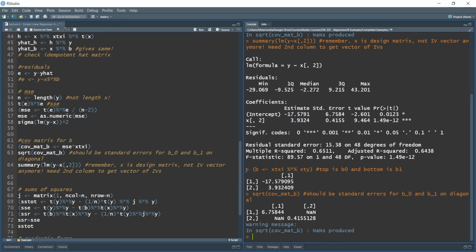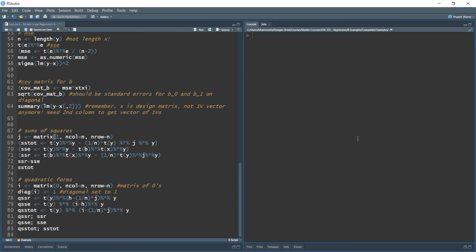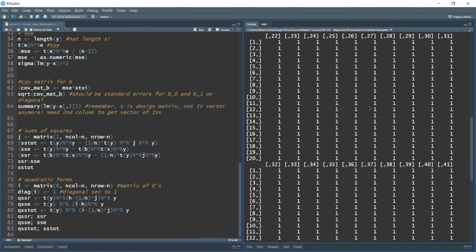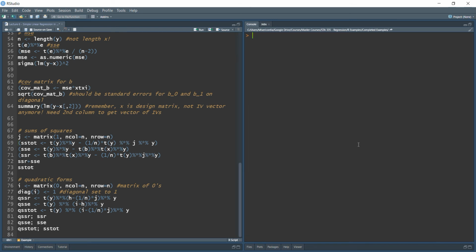So these are the most important calculations in matrix form that I really want you to get. But the sums of squares are useful when we start talking about things like ANOVA. So for sums of squares, I'm going to have to make that J matrix. And again, the J matrix is a matrix of all ones that's n by n. So this is a huge matrix that doesn't even fully display on my screen.